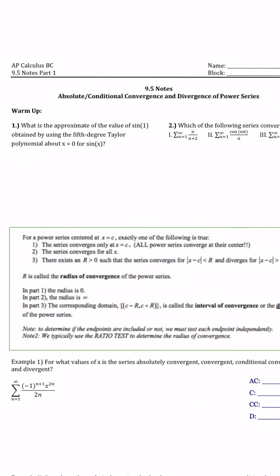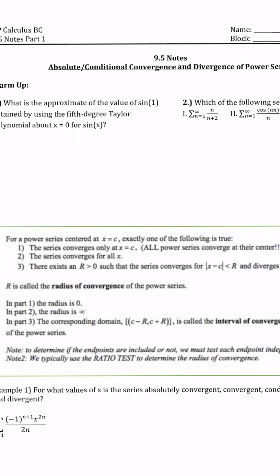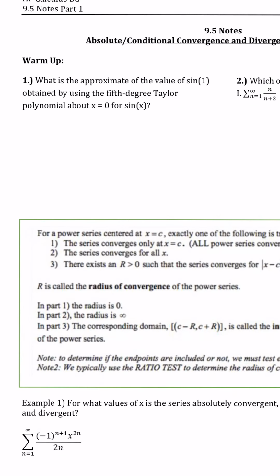So in the first warm-up, I want to know what is the approximation of the value of sine of 1 obtained by using the fifth degree polynomial about x equals 0 for sine of x. What is the approximate value for sine of 1? Okay, so first we need to find the fifth degree Taylor polynomial about x equals 0. If I'm taking a Taylor polynomial about x equals 0, another word for that is Maclaurin polynomial. And we learned a bunch of Maclaurin superstars.